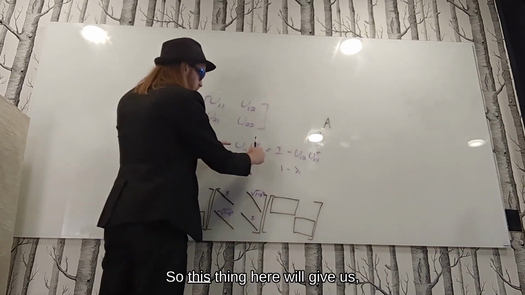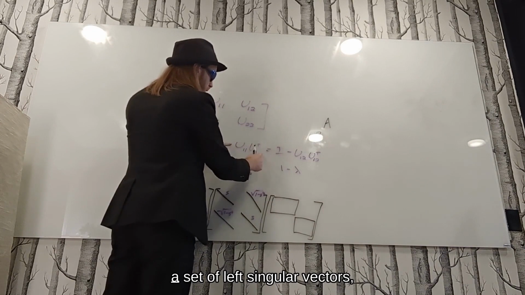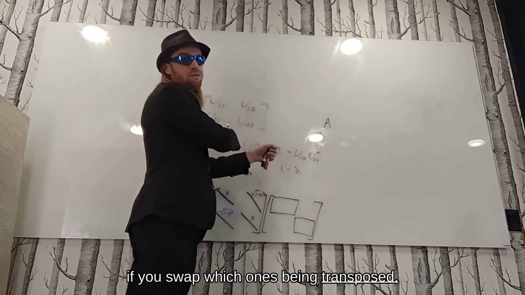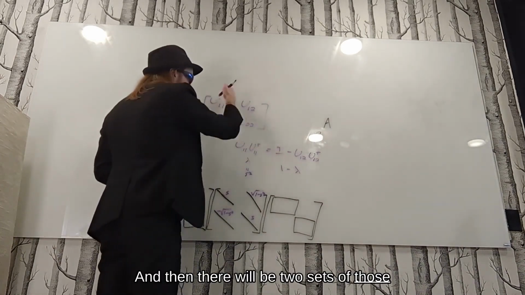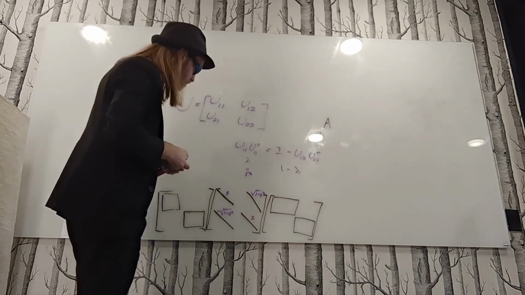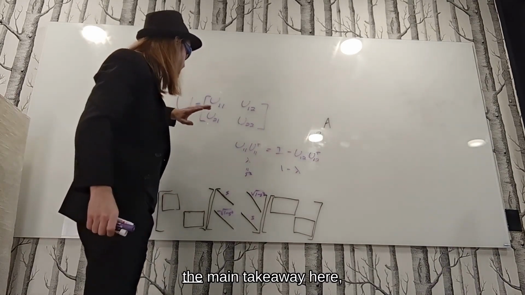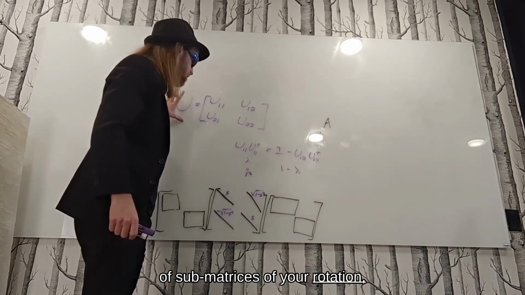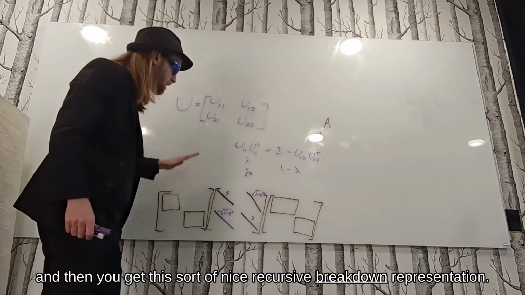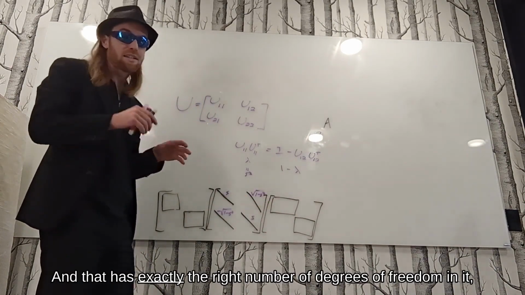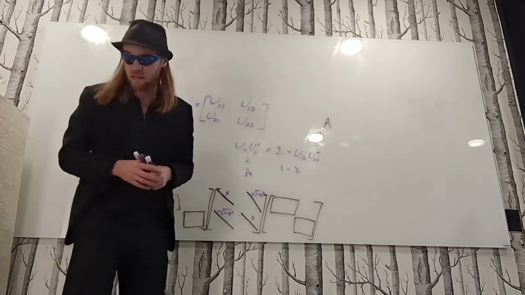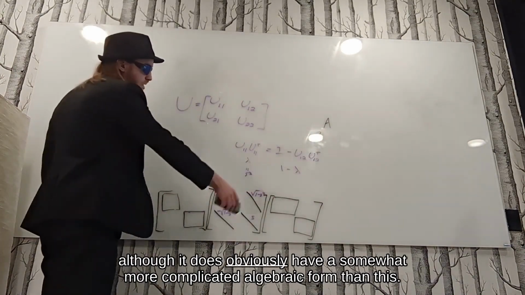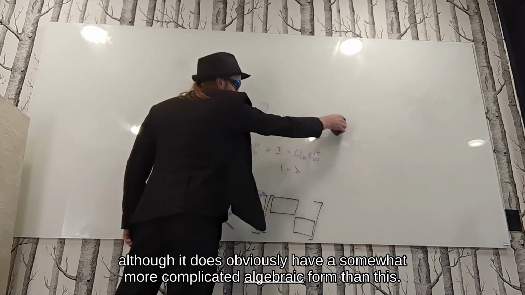There will be a set of left singular vectors, and there will be a set of right singular vectors if you swap which one's being transposed. And then there will be two sets of those when you actually go through all the relevant constraints here. The main takeaway here is you take singular value decompositions of submatrices of your rotation, and then you get this sort of nice recursive breakdown representation. And that has exactly the right number of degrees of freedom in it, and doesn't require complicated things like matrix exponentials, although it does obviously have a somewhat more complicated algebraic form than this.